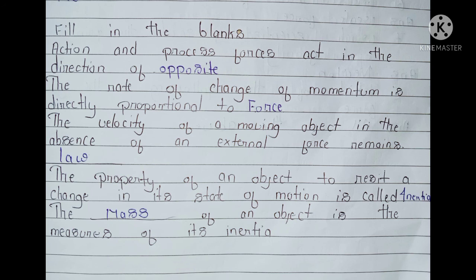First flap: action and reaction act in the direction of opposite. Second, the rate of change of momentum is directly proportional to force. Third, the velocity of a moving object in the absence of an external force remains constant. Fourth, the property of an object to resist a change in its state of motion is called inertia. Fifth, the mass of an object is the measure of its inertia. Fill up complete.